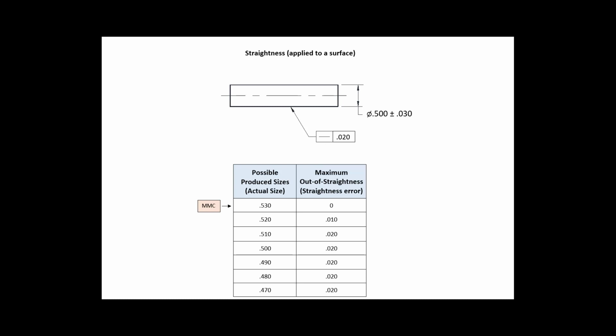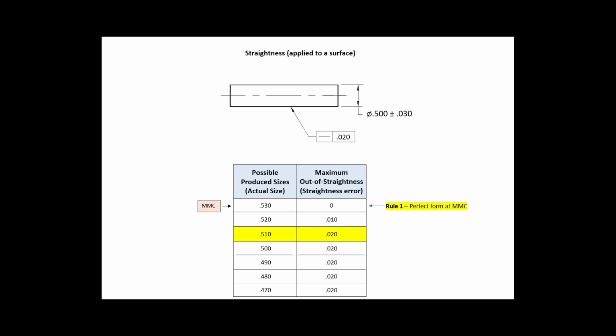When this part is sized at its MMC, we must remember that rule number 1 states that perfect form is required at MMC. Therefore, we can have no straightness error when the part is sized at 530 thousandths. When the part is produced at an actual size of 520 thousandths, we now have some form variation that is allowed, as long as the part stays within an acceptable boundary as defined by the limits of size in rule number 1. If we consider the difference of the actual size and the MMC value, we can determine the amount of variation that is allowed for straightness error.